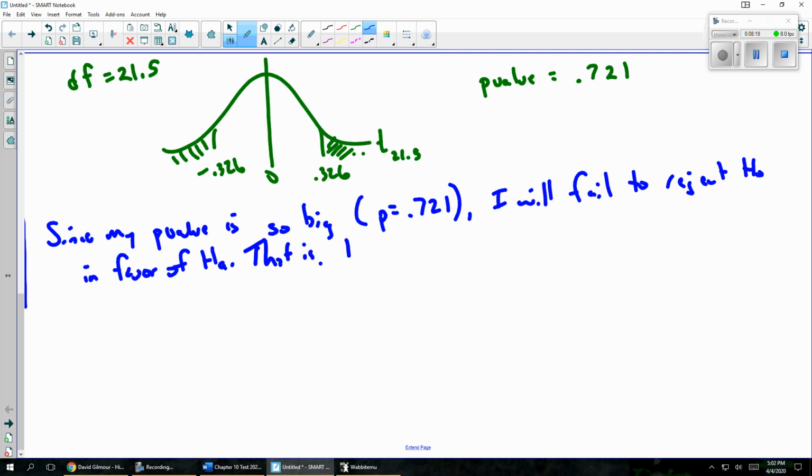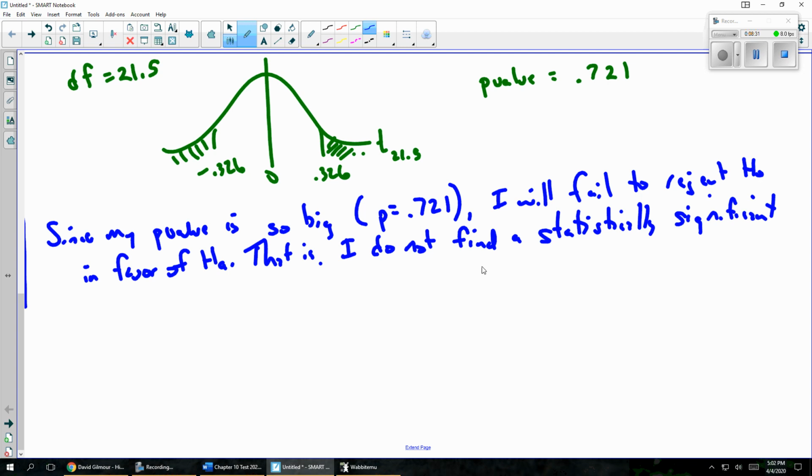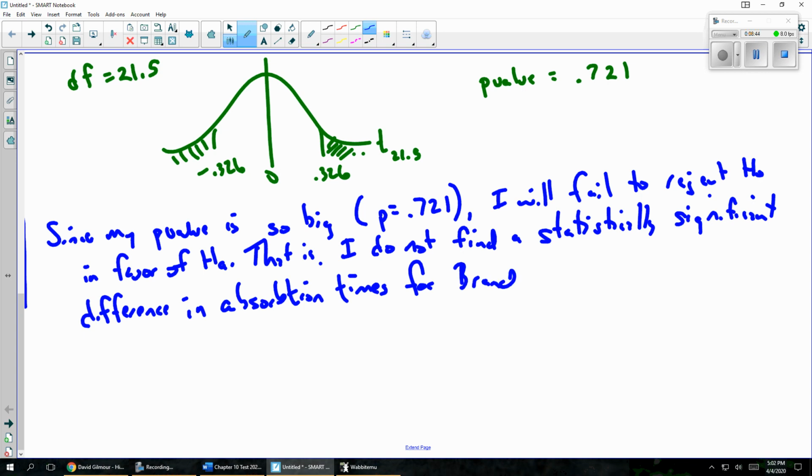That is, I do not find a statistically significant difference in absorption times for brand A and brand B. And there's a good, complete two-sample hypothesis test for means.